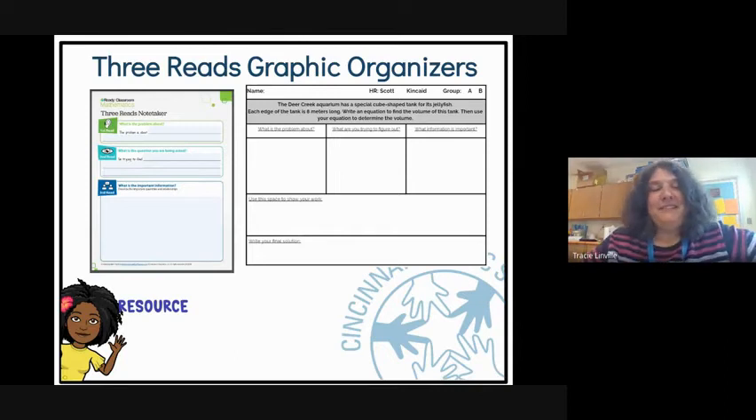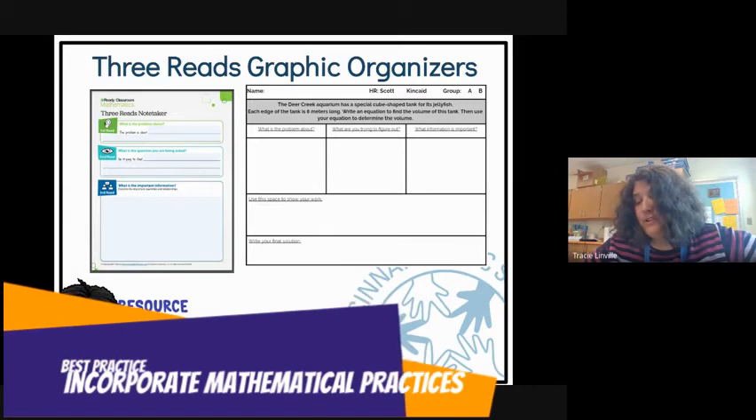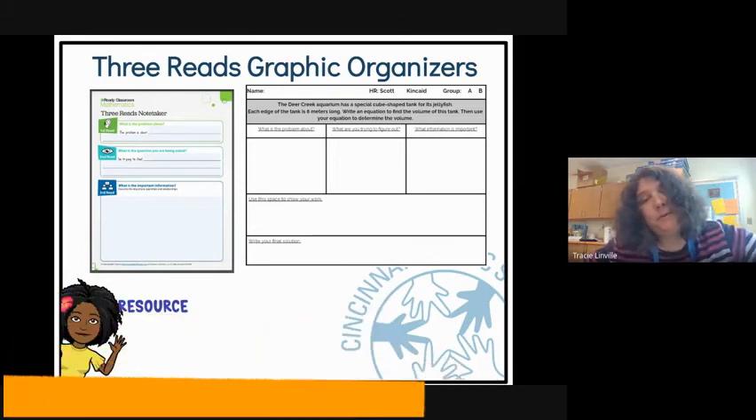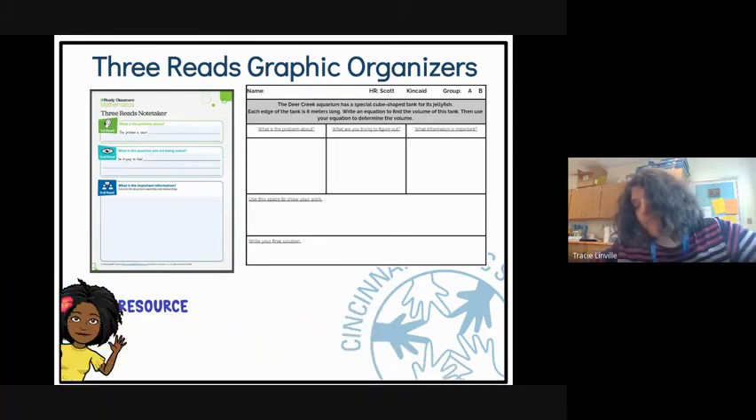Thanks for sharing that, Melissa. Remember that the 3 read strategy incorporates the math practices that are so important for our students. Make sense of problems and persevere in solving them. And also incorporates that look for and make use of structure too.